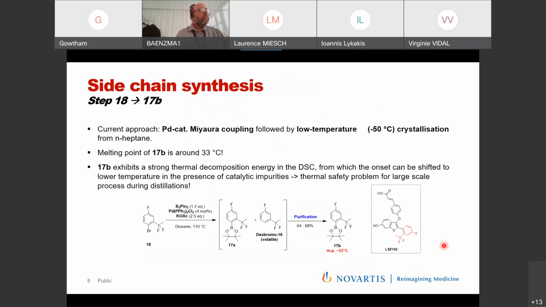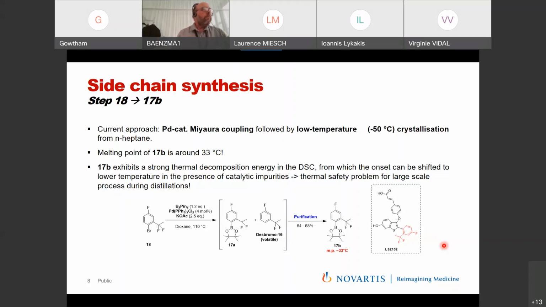The side chain synthesis actually started as I described before. So with this bromoaromatic system 18, with bis(pinacolato)diboron, palladium in a Miyaura coupling with palladium bis(triphenylphosphine) dichloride and potassium acetate. And then it was purified finally by a low temperature crystallization. It has a melting point of only 33 degrees. We could crystallize it from heptane at minus 50 degrees in a yield of about 64 to 68%.